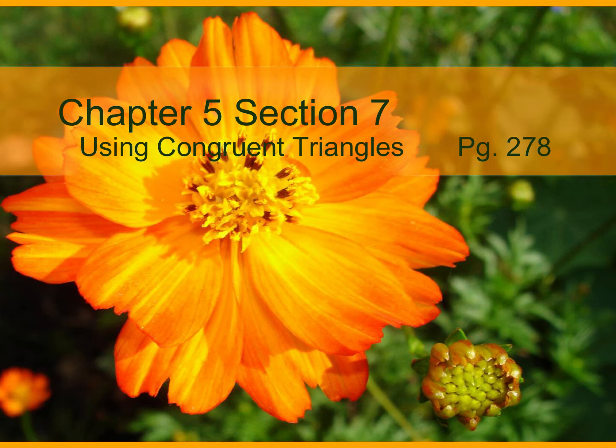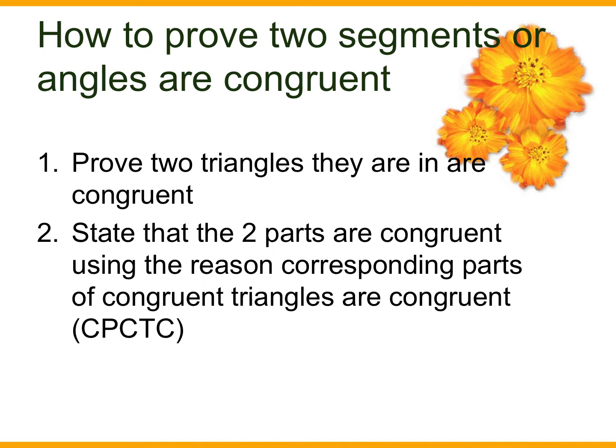Okay, so today we're going to cover section 7 of chapter 5. Today we're going to learn how to use congruent triangles. So whenever you want to prove two segments or two angles are congruent, after you've already proven that two triangles are congruent, then what we can do is add in one last step, and that last step is going to be stating that the two parts are congruent using the reason corresponding parts of congruent triangles are congruent.